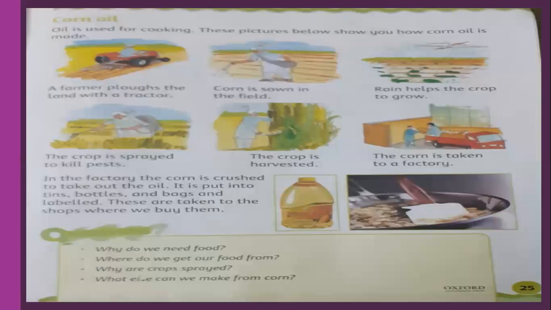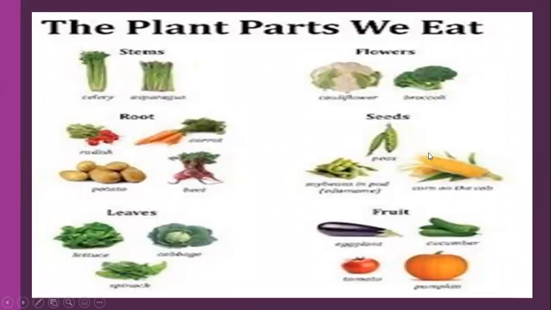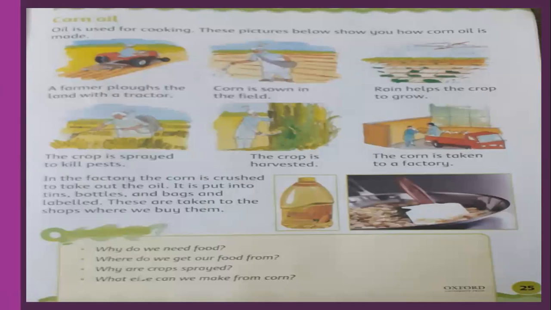Okay, children, this is our next page, page number 25. Let's read it first. It's about the corn oil. Do you know what is corn? I show you here. Look, this is corn. You must know what is corn because you like to eat it like this, corn in your soups, or just like fried corn or sweet corn. You like to eat this.